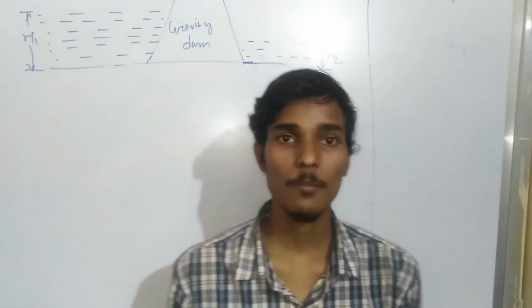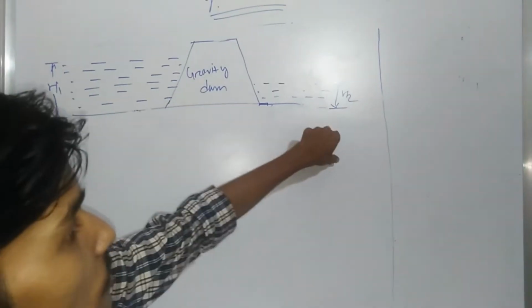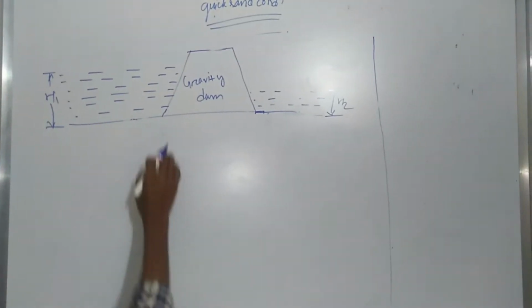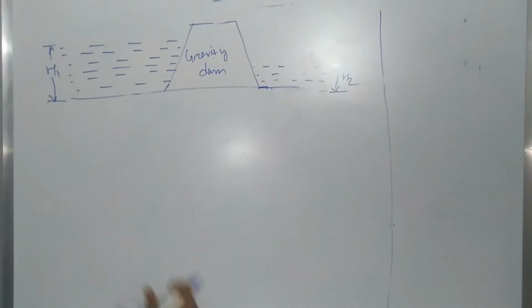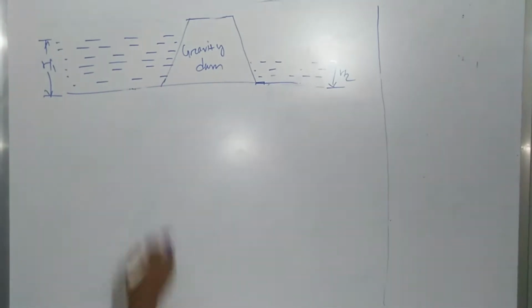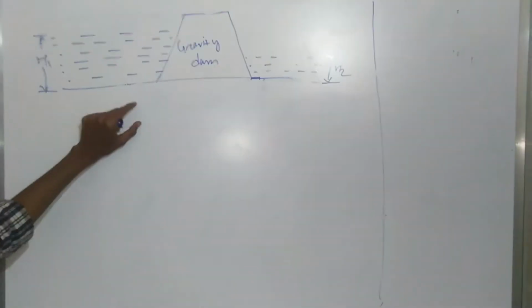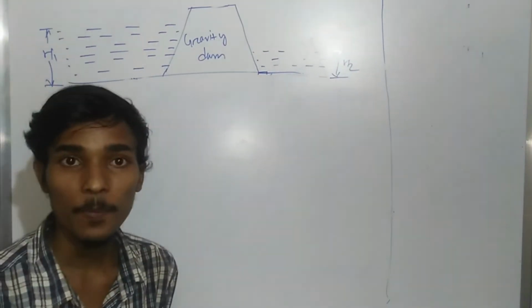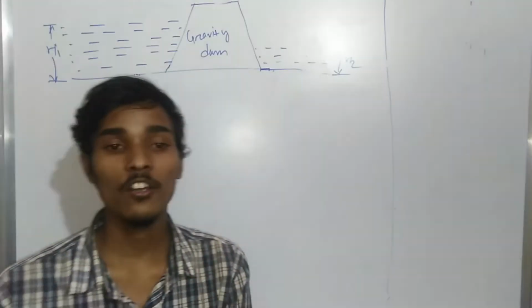Today I am going to discuss the quicksand condition. This is a gravity dam, and this is the upstream side of the gravity dam, and this is the downstream side. We know that water flows from the higher head to the lower head. We have previously studied that seepage will occur through the soil, and the direction of the seepage is along the direction of the flow.